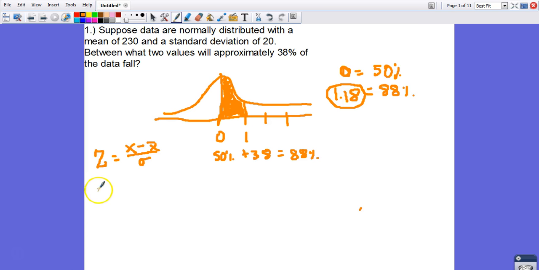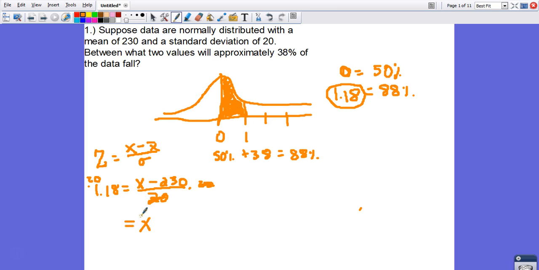So I know 1.18, and what I'm looking for is the actual score that's going to be more than 230, right? And that's my observation, x minus, let's see, what's the mean, is 230, all over 20. Okay, so I need to multiply both sides by 20. And then add 230 to get my x, right?